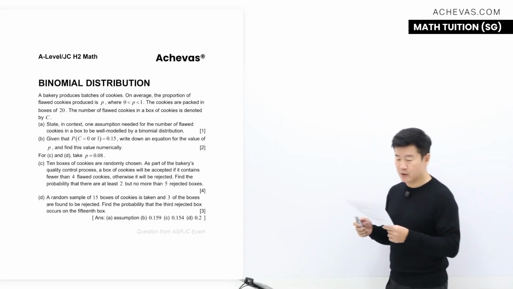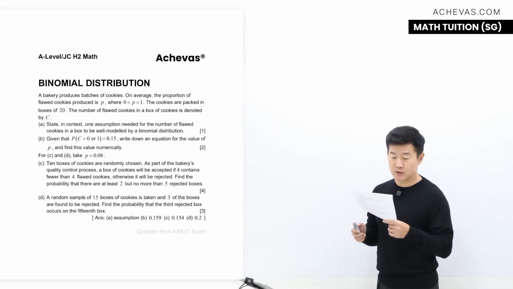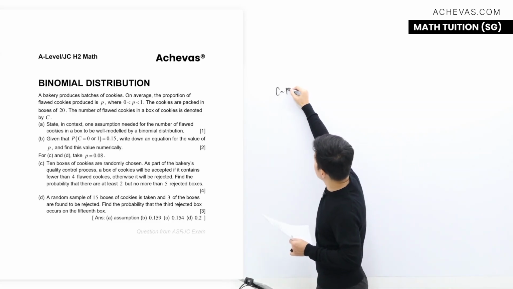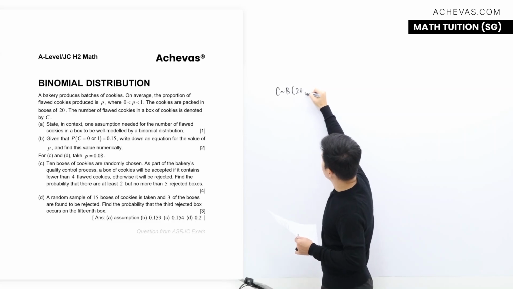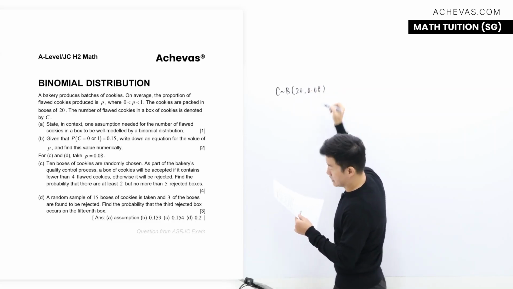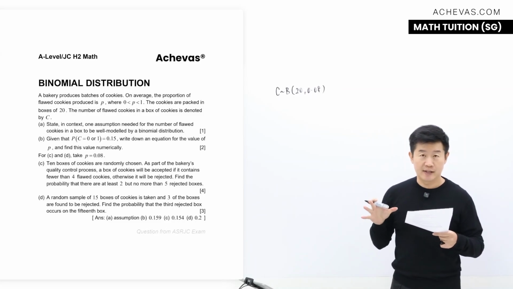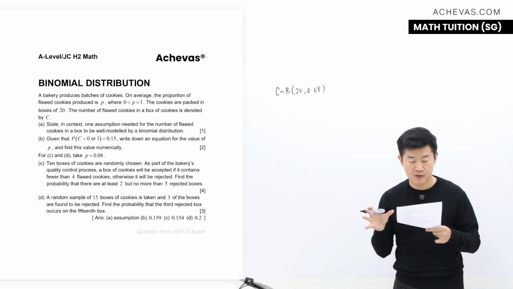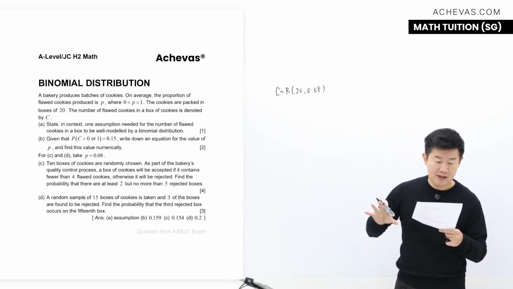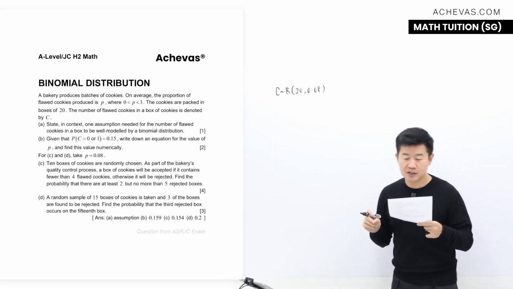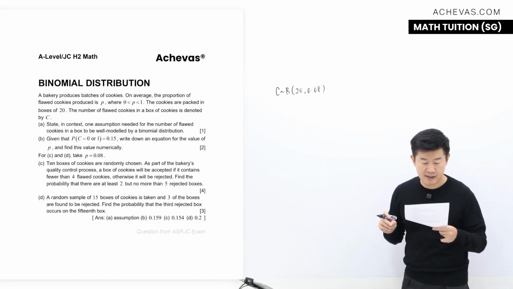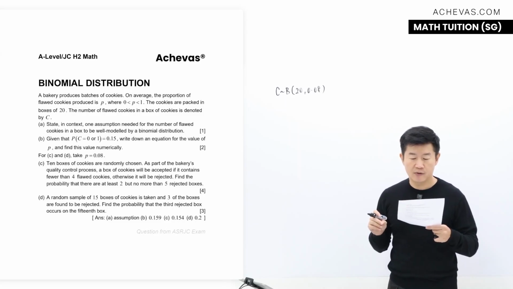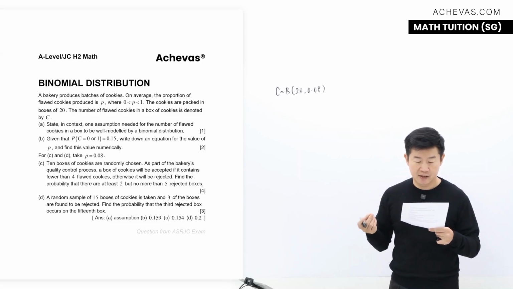And in part C, we are going to be taking P to be equal to 0.08. So if I can just write down the distribution for C again, it will be 20, 0.08. We have now 10 boxes of cookies. Please take note, this is the number of flawed cookies that is in one box of 20 cookies. So now we have 10 of such boxes. As part of the bakery's quality control process, a box of cookies will be accepted if it contains fewer than 4 flawed cookies. Otherwise, it is going to be rejected.